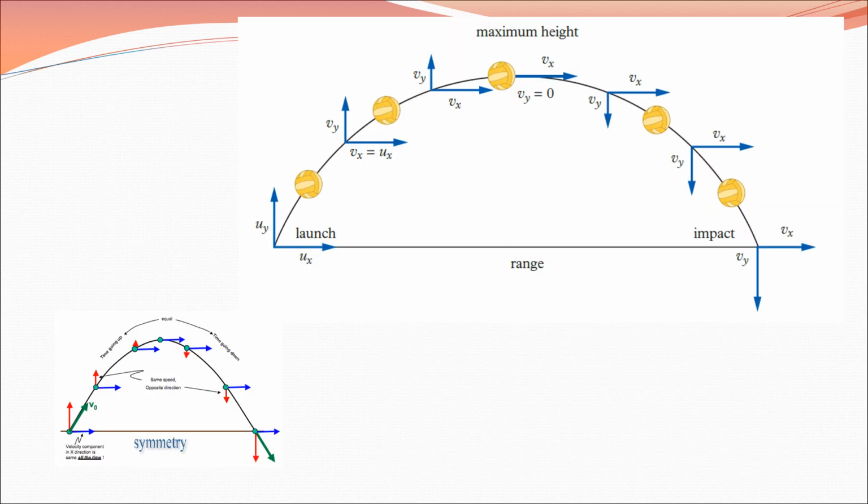Here's another example of the same sort of thing. A few more examples. In that top one there, you can see that the horizontal velocity doesn't change as it moves, but the vertical initial velocity and the final velocity are the same, but in opposite directions. And there's this point at the top here where the velocity in the vertical direction is 0.